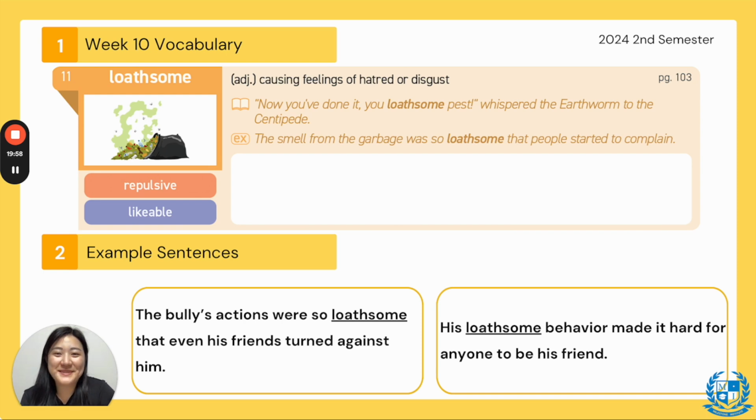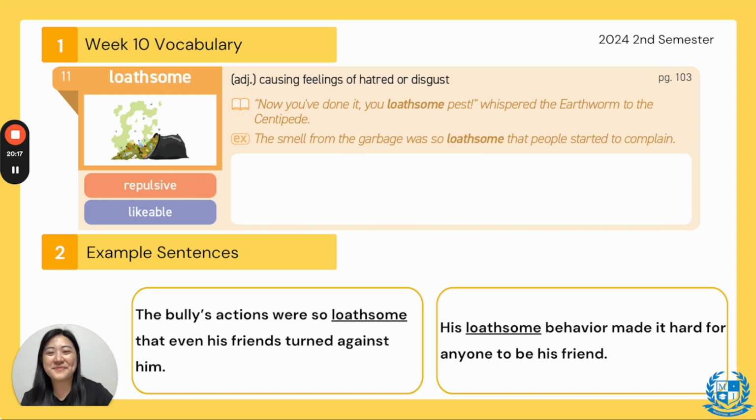Example, it says, the smell from the garbage was loathsome, that people started to complain. Yikes, that means it smelled really bad if people started to complain. It was loathsome. It was so bad. It was so disgusting. Gross.